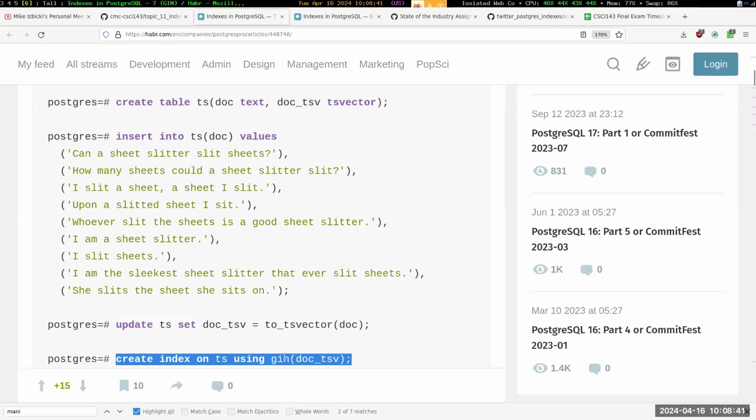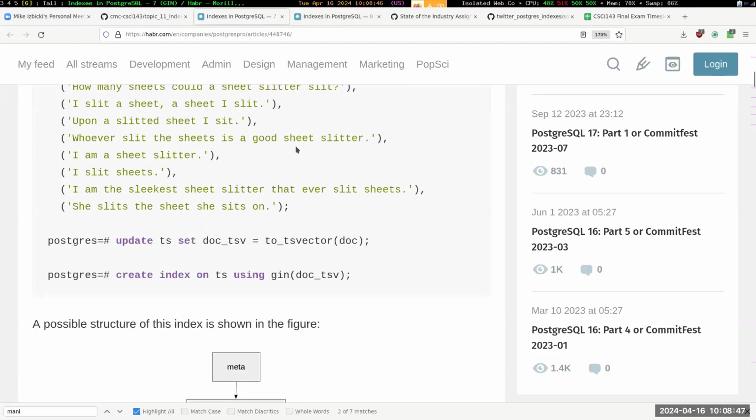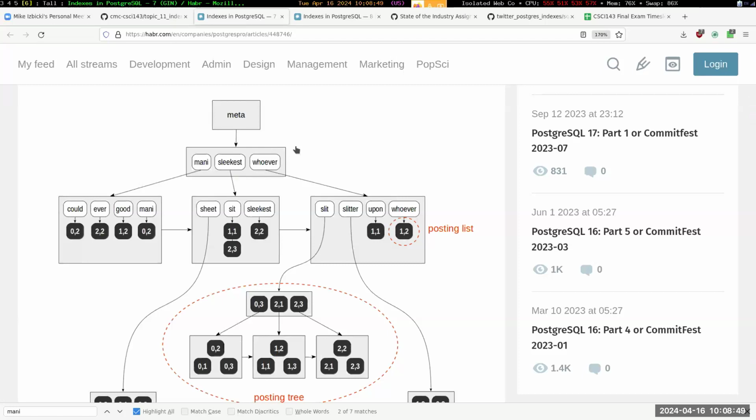And so after they've done this, they're creating the index on the TS vector itself, not on the text. And this picture down here will show us what that GIN index looks like. So the GIN index stands for generalized inverted index. It is a very common data structure. It's sort of a modification of the B tree.